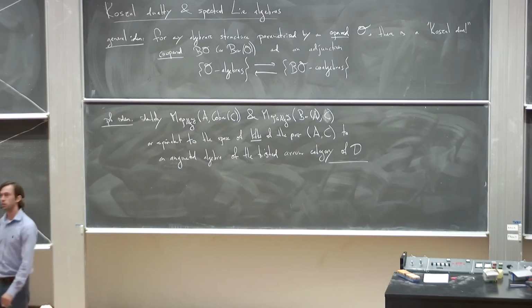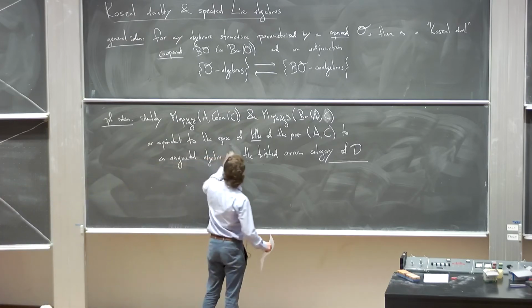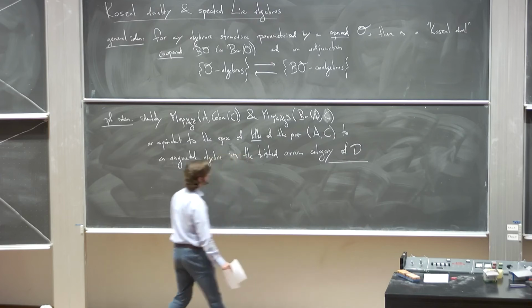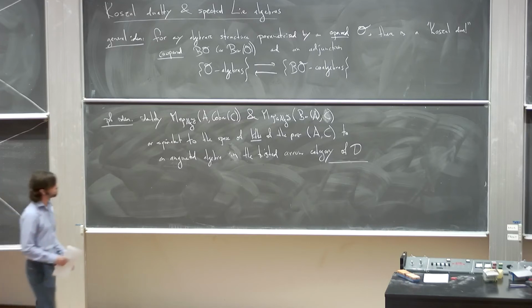Oh, sure. Okay. Yeah, my grammar is a bit lacking. Yeah, it's like an algebra object in the twisted arrow category. So it's a map from A to C plus a lot of structure on that map.